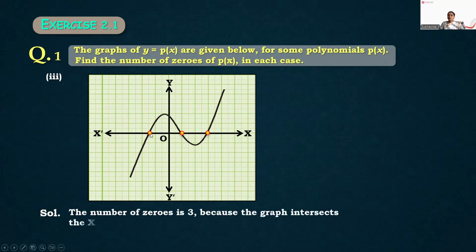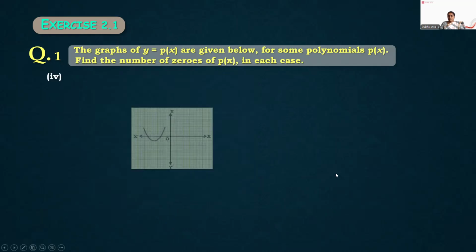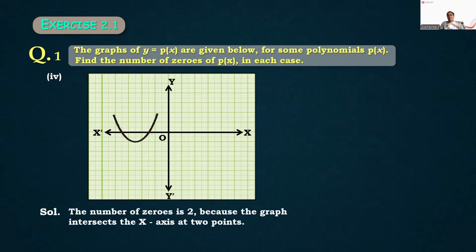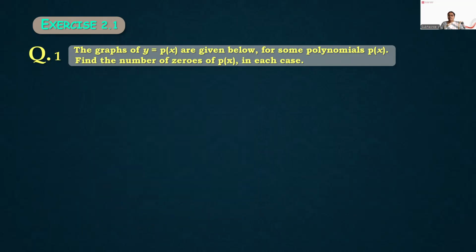Am I right? The number of zeros are 3 because this graph intersects the x-axis at 3 points. Fourth question. You see, totally it is on the x dash side, I mean negative side. What is the answer for this question, children? Yeah, you are right. It is intersecting only at 2 points. So the number of zeros is 2 because the graph intersects the x-axis at 2 points.